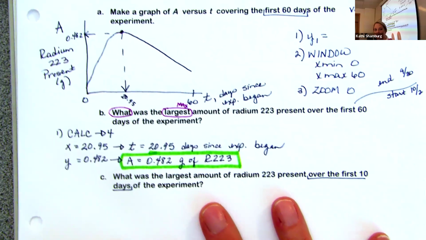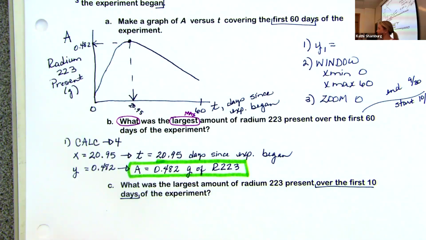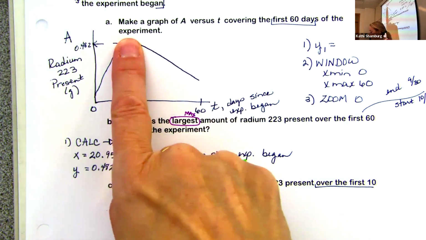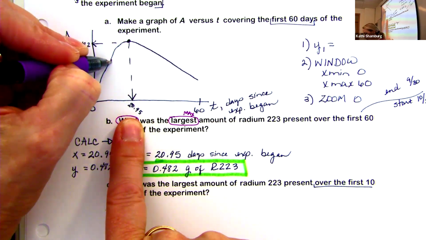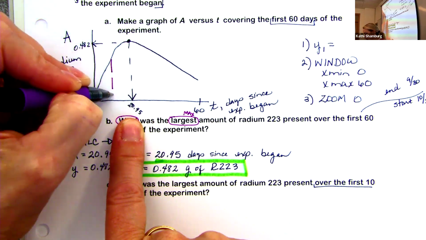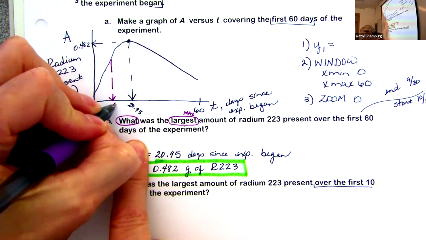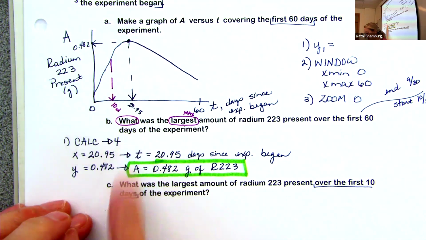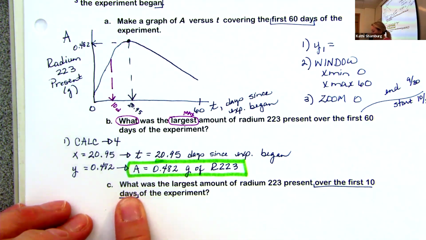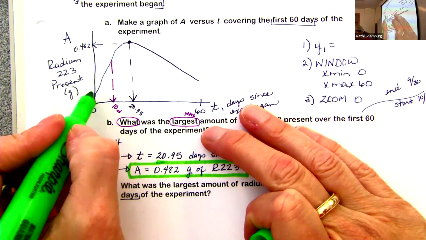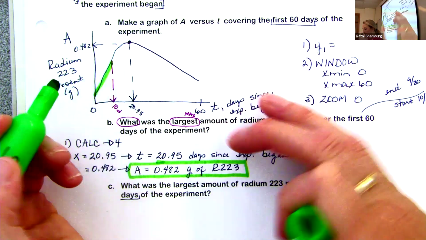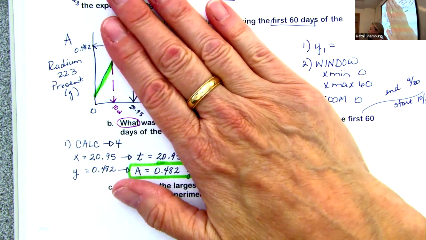So I'm going to come up here and see if I can kind of wrap my head around what they're referring to on my graph. So here at the maximum, that was 20 days. So would you agree with me that 10 days would be somewhere around here? Yeah. And it's asking for what was the largest amount of radium. So we're looking at the first 10 days, which is only this portion of the graph. We're going to disregard everything else.